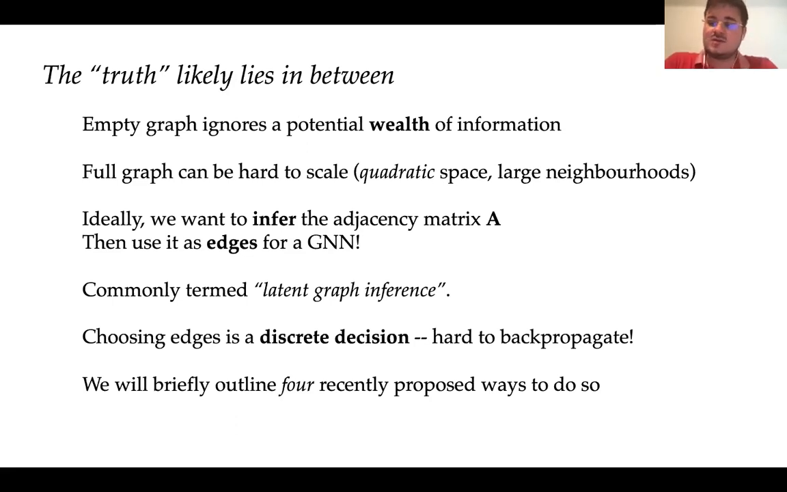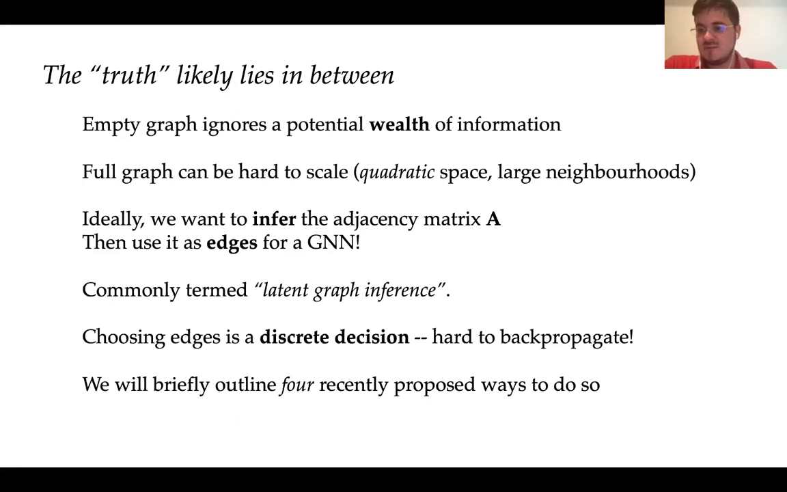So what we want to do is actually figure out an adjacency matrix A somehow, using a neural network ideally, and then use that adjacency matrix as hard edges for a graph neural network. And this is what we commonly term latent graph inference. And it's a super, super hard problem because choosing edges, like committing whether or not I'm going to use an edge for my graph net, is a discrete decision. Like you either put an edge or you don't.